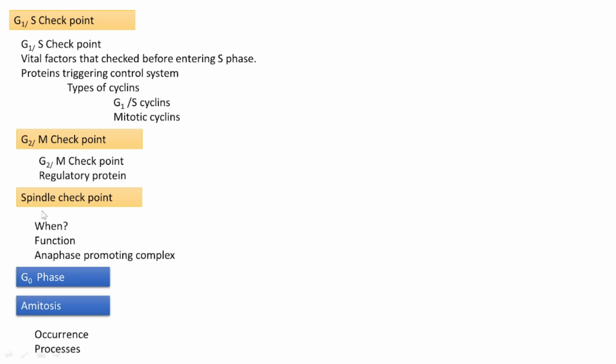Then what is the G0 phase? G0 phase, I already explained to you, is a non-dividing intact phase, and there is no growth stage, and some cells permanently rest in this phase. Examples of such cells are muscle cells and nerve cells. They permanently stay in this G0 phase after attaining maturity. Okay, with this we can finish today's class and section.